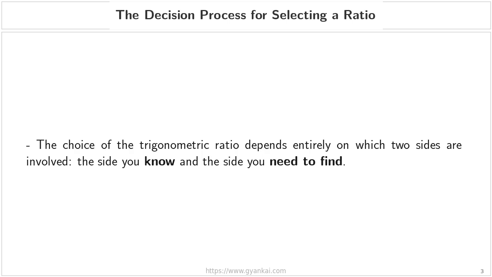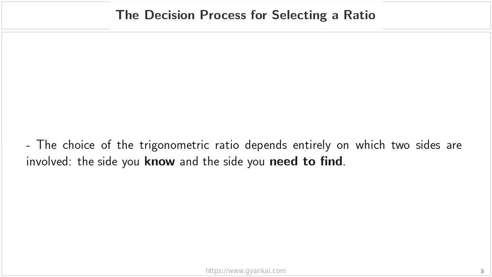The decision process for selecting a ratio. Well, the choice of the trigonometric ratio depends entirely on two specific pieces of information: the side you already know from the problem and the side you are trying to find. Now that we understand how to identify the opposite, adjacent, and hypotenuse sides of our triangle, we reach the most critical part of the process, making the decision.